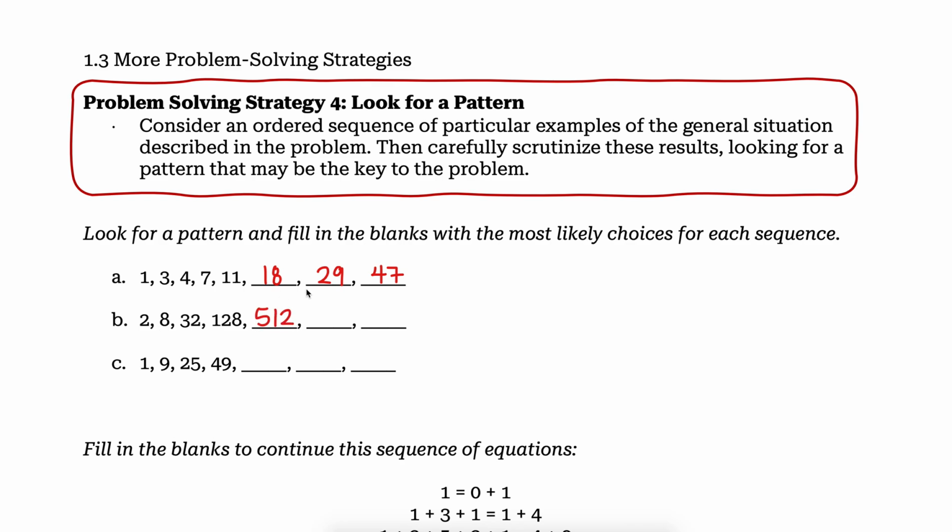And again, multiplying by 4, you get 2,048. And then your last term, again, multiplying by 4 is going to be 8,192.